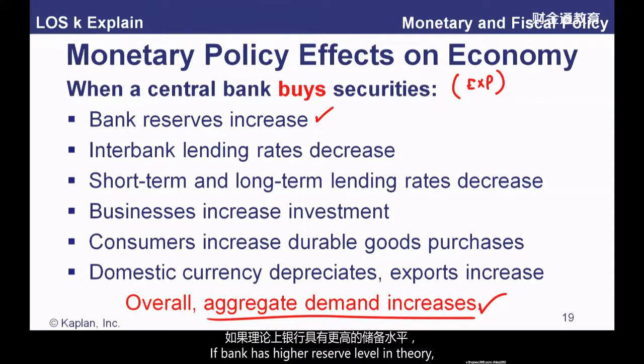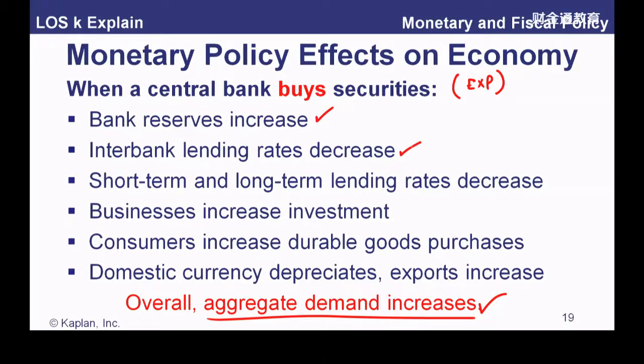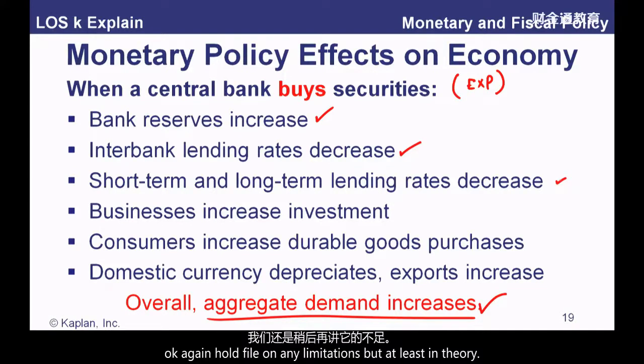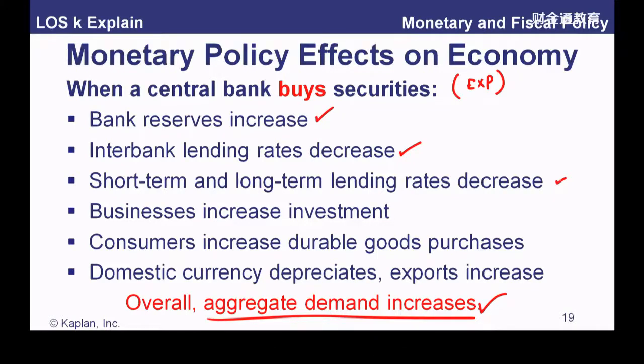If banks have higher reserve levels, in theory, they're more willing to lend to each other and the interbank lending rate should decrease. Again, let's hold fire on any limitations for later. Short-term and long-term lending rates decrease. Again, hold fire on any limitations, but at least in theory, more cash around. As we said earlier, interest rates will fall.